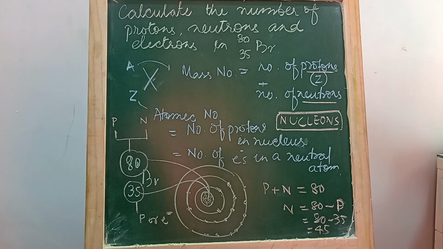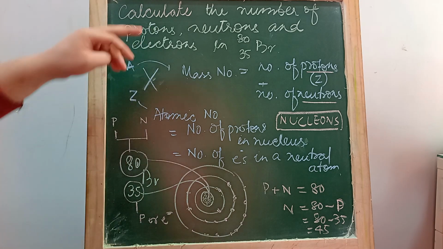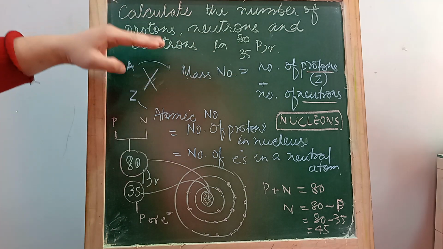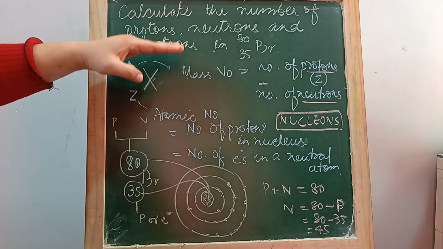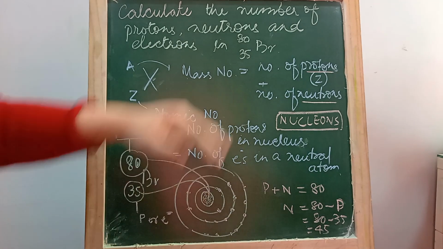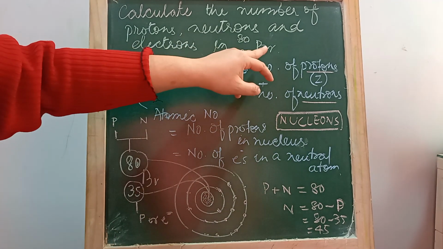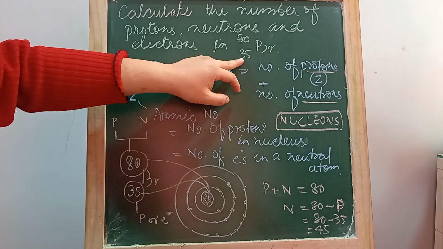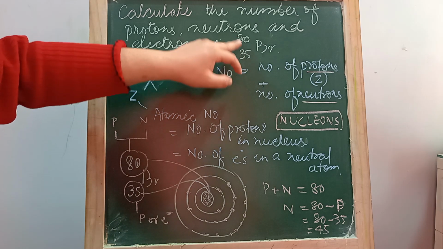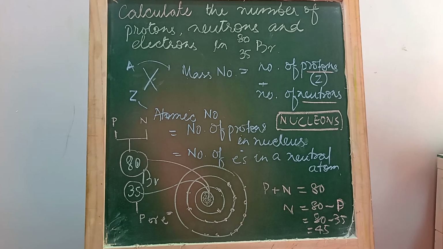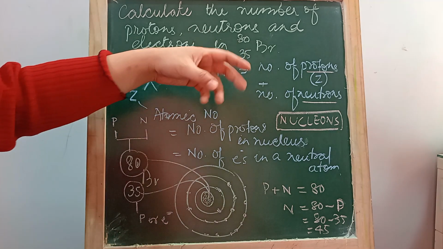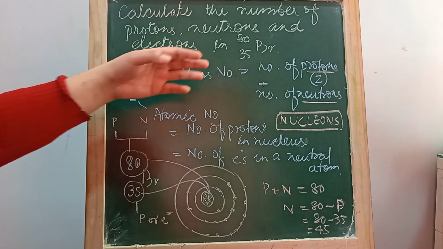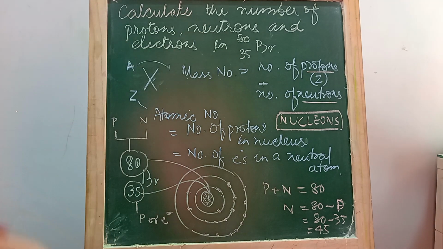Okay, let's see this simple question. Calculate the number of protons, neutrons, and electrons in this element. You have been given bromine. This is bromine with 35 as subscript and 80 as superscript. So by this information, you have to calculate how many protons, neutrons, and electrons are there in the bromine atom.